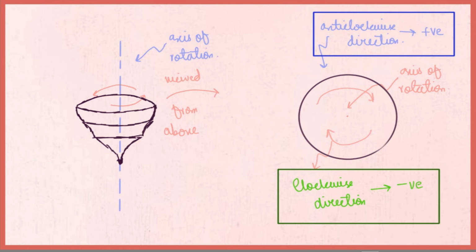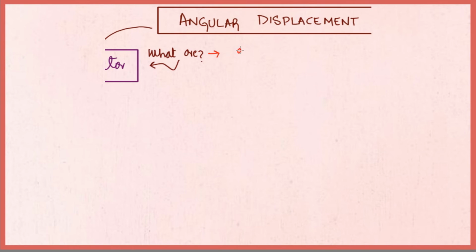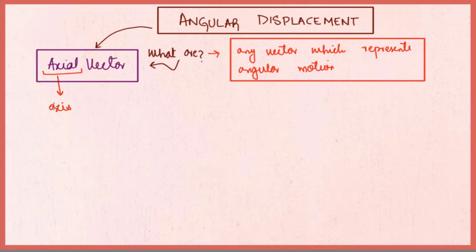There is one last thing that we'll learn today. That is that angular displacement is an axial vector. Any vector which represents angular motion is an axial vector. Axial vectors get their name from the word axis, which means that they act along the axis of rotation. Angular velocity and acceleration that we'll discuss in our future videos are also axial vectors. The direction of all these angular vectors is given by the right-hand rule.